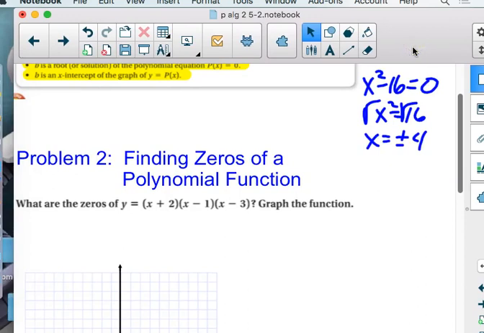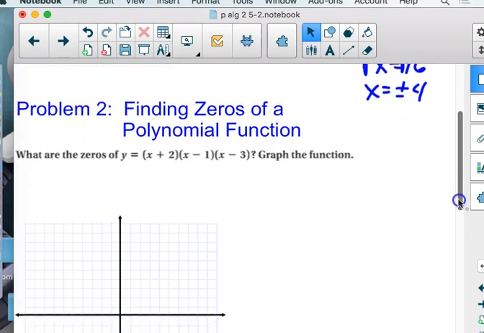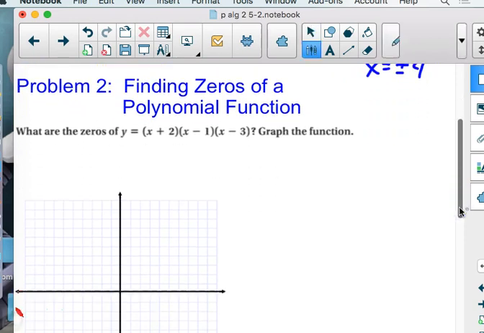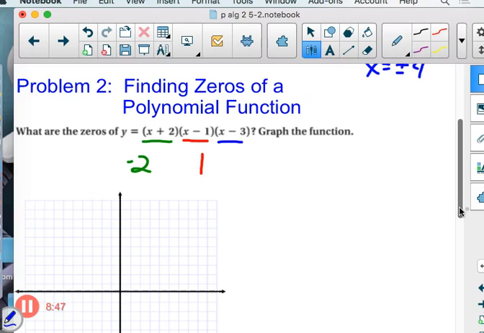Problem 2 says finding the zeros of a polynomial function. And this is already factored for us. Almost wish they wouldn't have done that. I think we could have done okay with factoring. So what we have to do is find the zeros. What will make that 0 in the parentheses? Negative 2. What will make this 0? 1. And what will make that 0? 3.